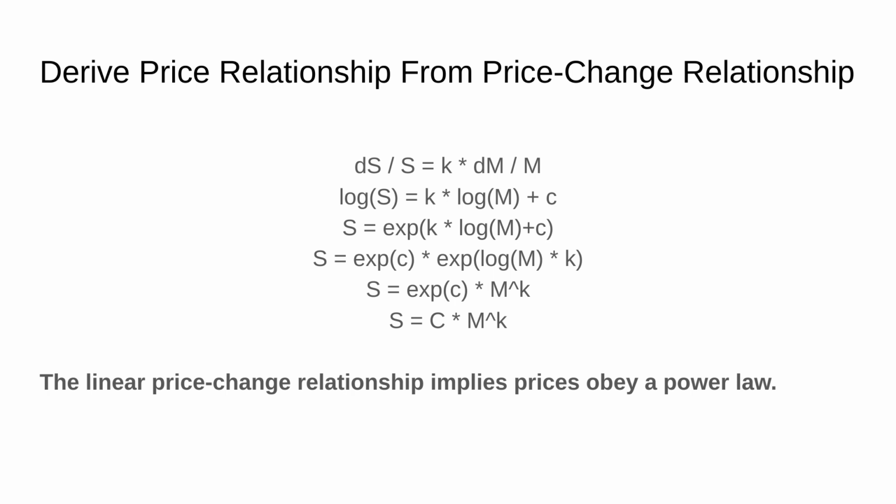We are going to integrate both sides to get the second formula, which states that the log of the share price is equal to the leverage factor times the log of the metal price plus C. Now remember this formula. We're going to use this intermediate result later. Proceeding along, we can exponentiate both sides and then simplify to get the final formula at the bottom, which is stating that the share price is equal to some constant times the metal price raised to the kth power. Formulas of that nature are called power laws. And so we could say that the price change formula that we started with implies that the price levels obey a power law.